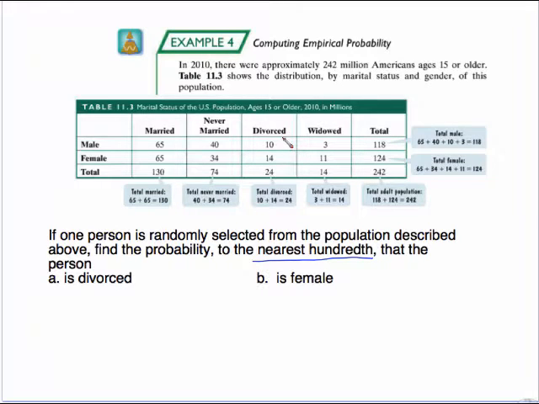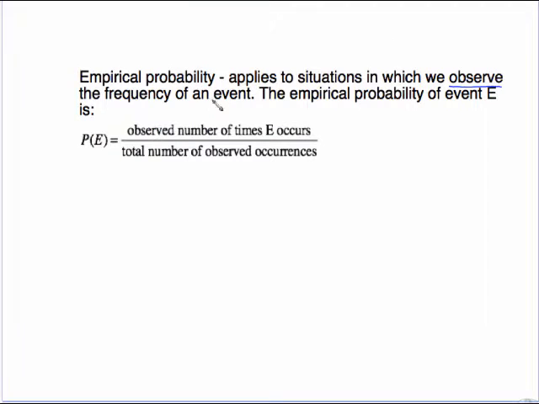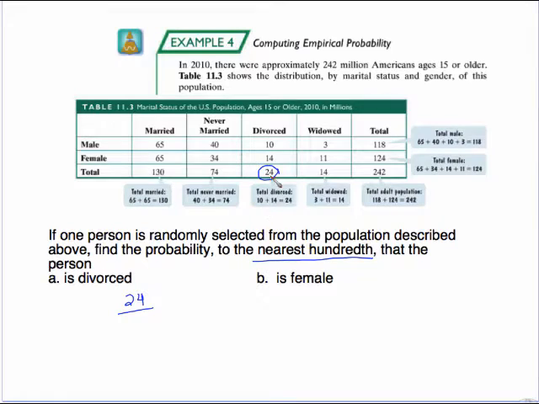Well, let's look in our divorced column. We have 10 divorced males, 14 divorced females, for a total of 24. The total row or column is not always listed. Sometimes you have to do that arithmetic, but they have given us that the total is 24. That is our observed. Go back to the definition. The definition of empirical probability is the observed number of times E, which in this case was divorced, occurs. So it's observed 24 times over the total, and they've got us a full total right here.